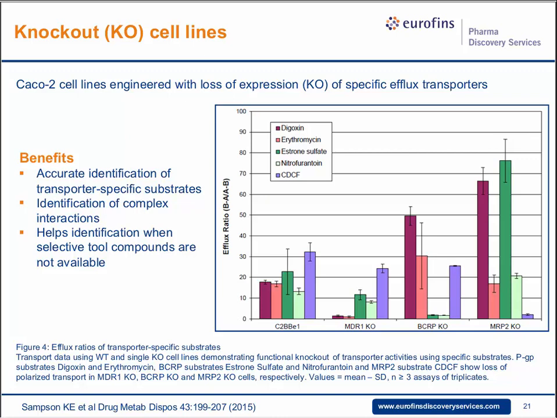The bars shown here are the B to A to B efflux ratios for a number of different transporter substrates. And if we look, for example, at the green bar, this is the compound estrone sulfate, which we just saw in the previous slide as a BCRP substrate. And similar to the previous slide, we see that in the wild-type cell line, there is a high B to A to B efflux ratio, but in the BCRP knockout cell line, the ratio decreases close to a value of 1, which is not the case in either the MDR1 or MRP2 knockout. So this again confirms the fact that BCRP is involved in the active efflux of this drug.